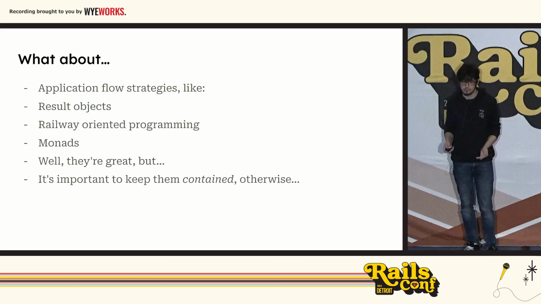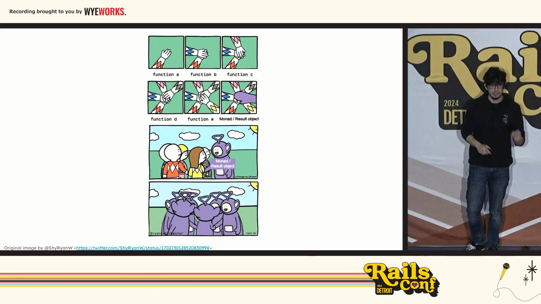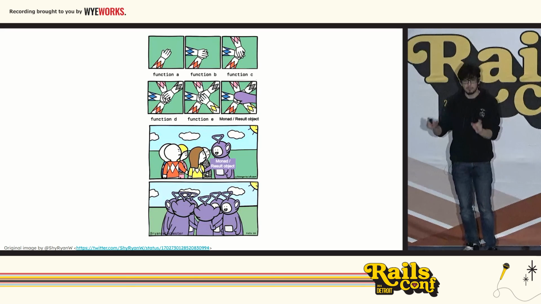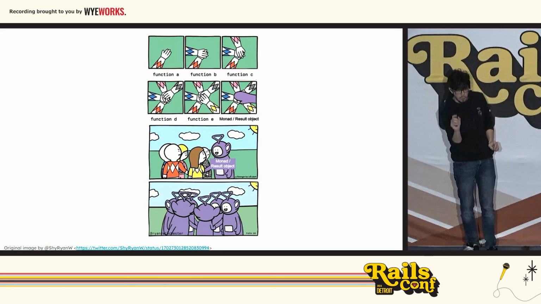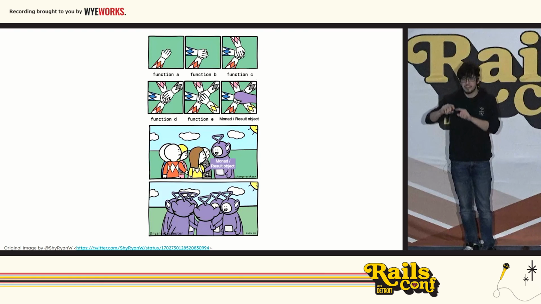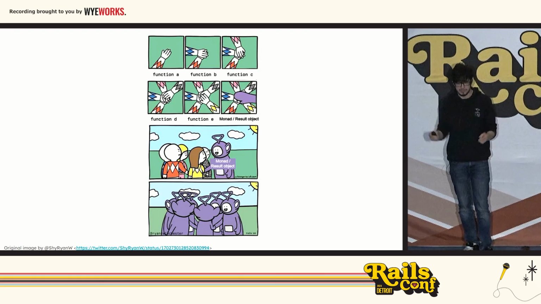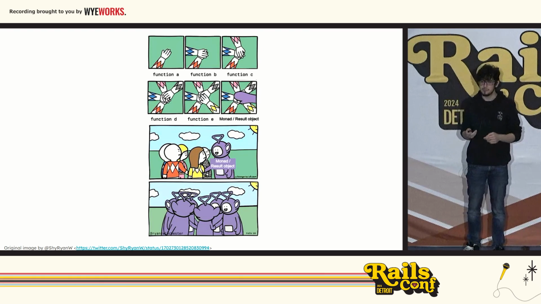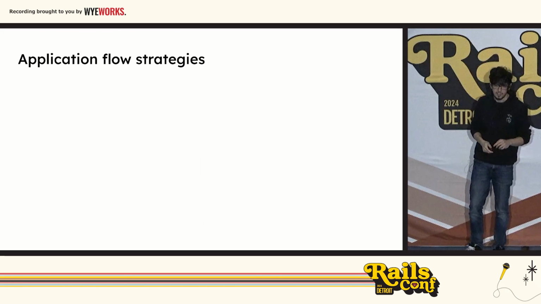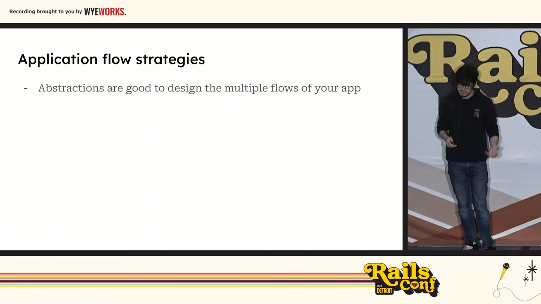Otherwise, what you're going to cause to your code is something like this. You have some methods that interact with normal Ruby objects, and then when you get to one method that needs to work with result objects, everywhere it is going to be necessary to handle that. So this is something that we usually avoid. As I say, I don't think they're bad.